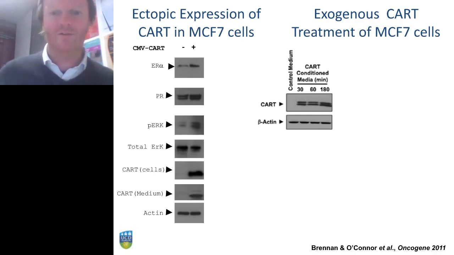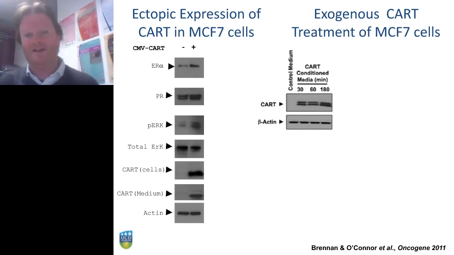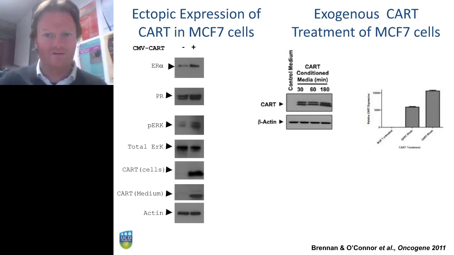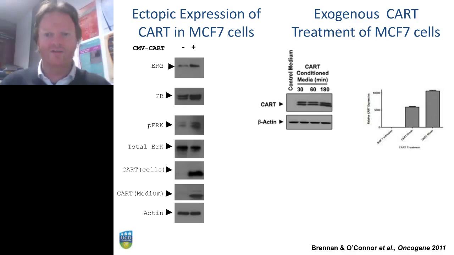What we found was that this was a way that we could actually get CART to be expressed. In cells treated with CART conditioned medium, where we haven't cloned any CART into them, all of a sudden CART expression gets switched back on. We can measure this by Western blot, and also by real-time PCR, so it is really activating the transcription of the CART gene. So what we postulate is that we end up with an autocrine loop where CART amplifies its own expression and its own signal.